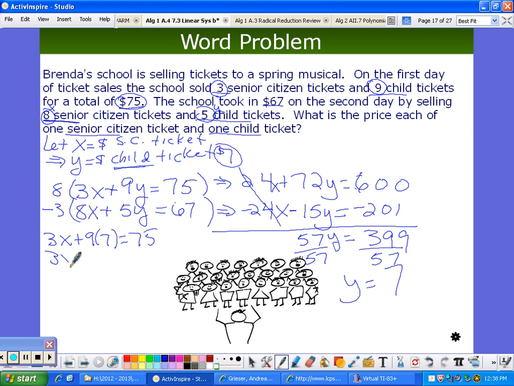And I get 3x plus 63 equals 75. I'm subtracting the 63. Looks like 12. Divide both sides by 3. x equals 4. So the senior citizen ticket was 4, and the child ticket was 7. Plug them back in here. Make sure those equations work, and you have solved the problem. Any questions? Good.